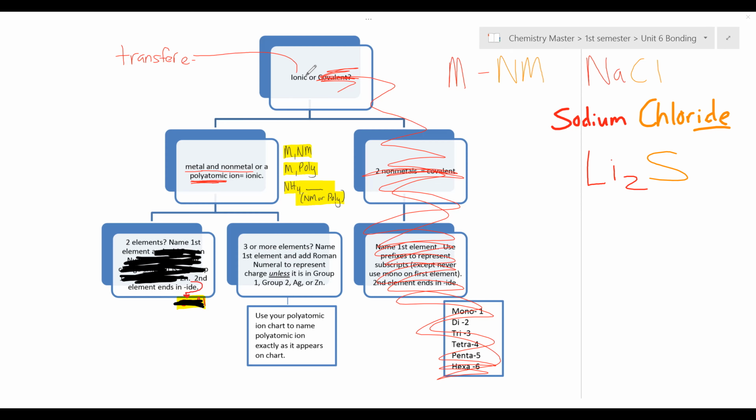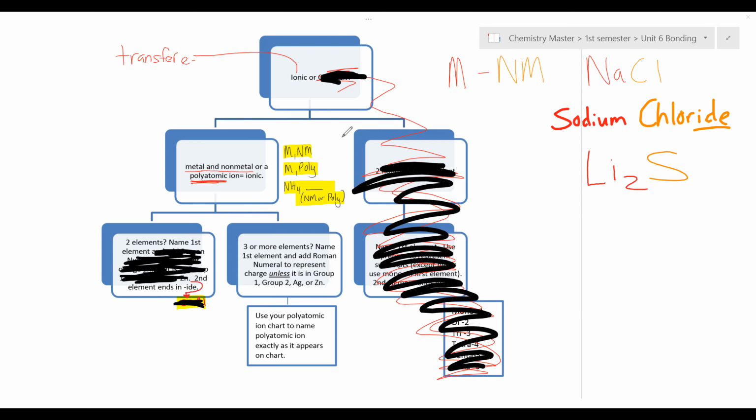Let me give everybody a chance first. You're still using the same rules. So I want you to do the same thing I still said. There's nothing different. You're going to name your first element, and then your second element, we're going to change the ending to IDE.